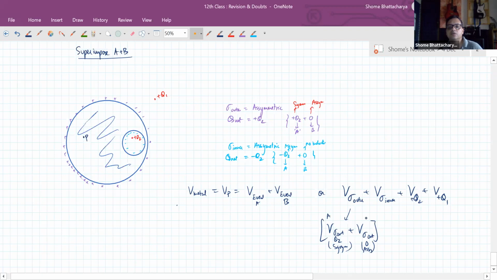This was what we are getting from event B plus, okay, which is minus Q2 asymmetrically distributed from event A, nothing from event B. Okay.